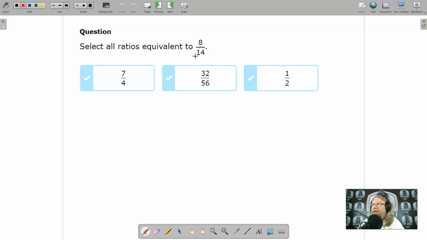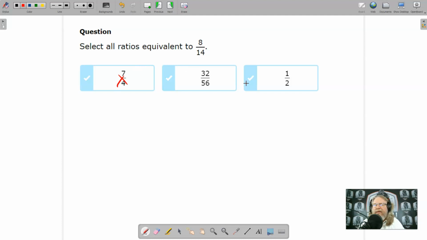Select all ratios equivalent to 8 over 14. Here we go. 8 over 14 is a proper fraction. The numerator has a lesser value than the denominator. So look over here, 7 over 4. That's an improper fraction, so we can rule that one out already.